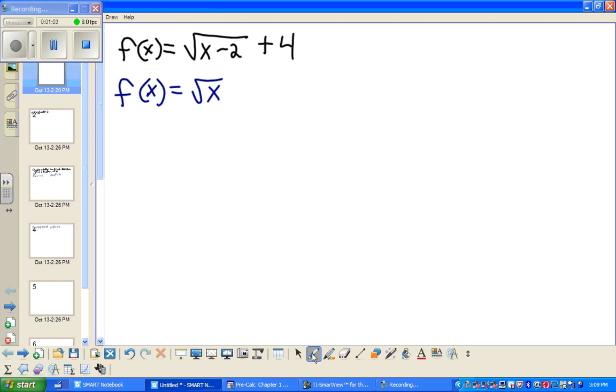If we look at the minus 2 here, that is going to shift our graph horizontally. So that's going to be a horizontal shift. And then remember, when it's within the function and happening to the x itself and not the entire function, that's a horizontal shift. So when we subtract in that horizontal shift, that is actually going to move our function to the right.